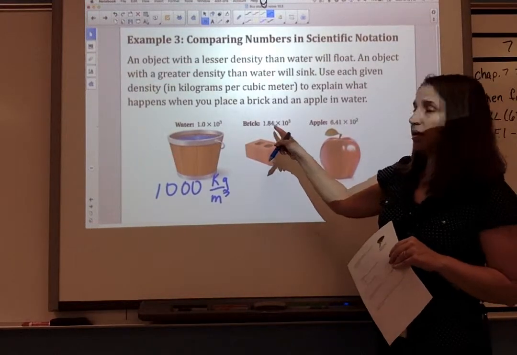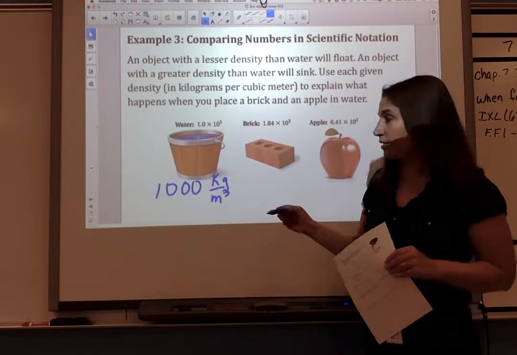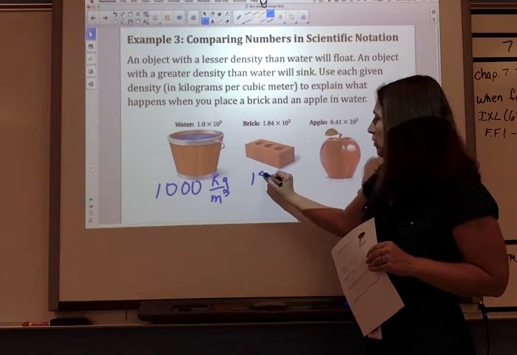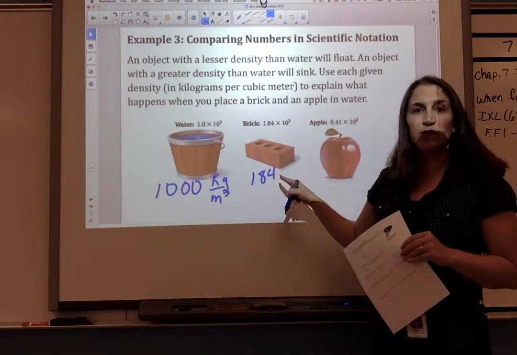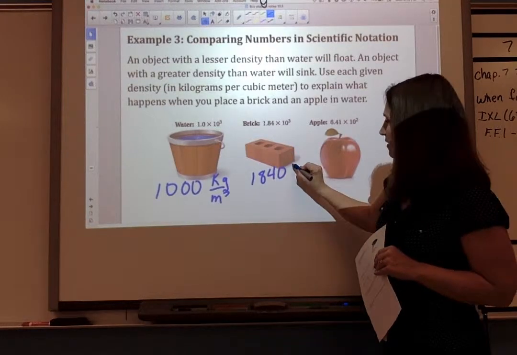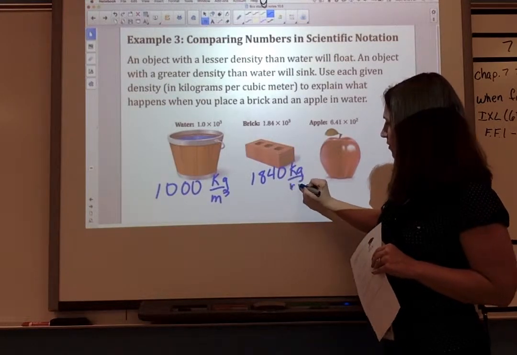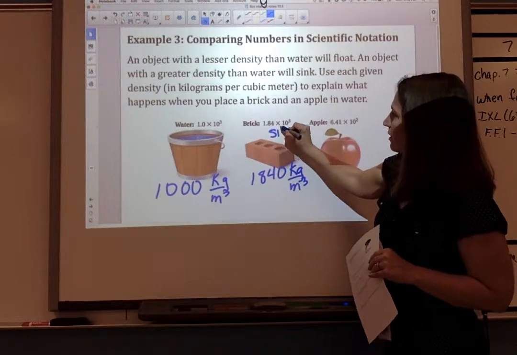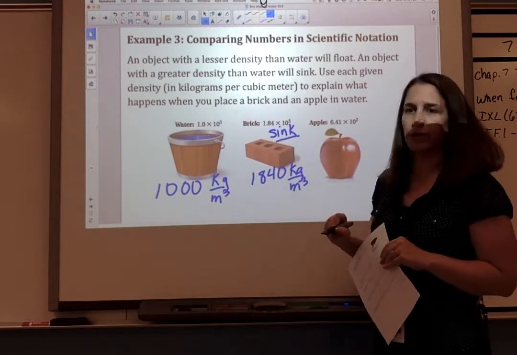And then the brick is 1.84 times 10 to the 3rd power. So I can write 184. I've moved it over 2 places already. Add 1 zero to move it over the 3rd place. So this is denser than water, so you probably already knew that, but it will sink in water.